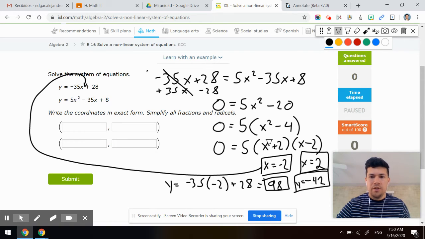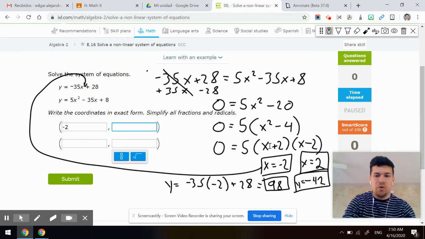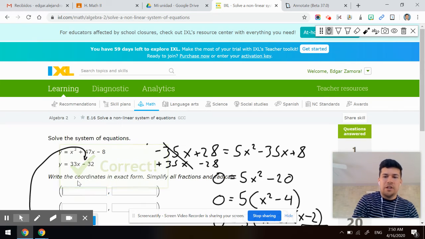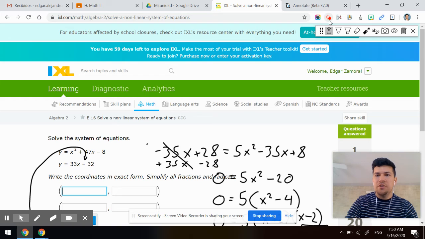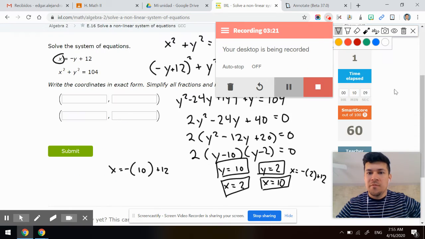Just double check that. Very good. And let's see what we've got. We enter these. Again, you could look at the graph and you would see that, as a matter of fact, they intersect at these 2 points. So my first coordinate was negative 2, 98, while my second coordinate is positive 2 and negative 42. We check this, and it looks like this is fantastic. So that's how you solve a system of equations by substitution.